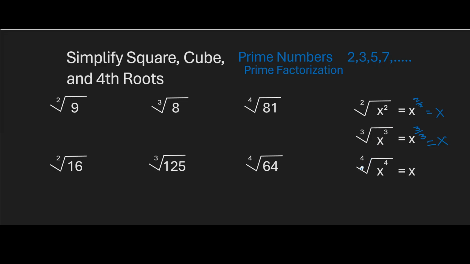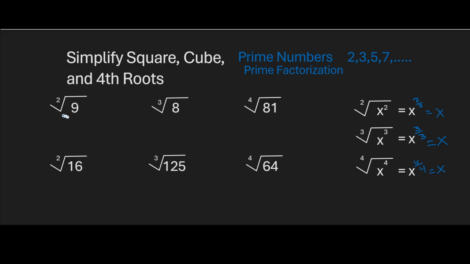Now, moving on to the fourth root. If we are gonna cancel the fourth root with this exponent, it is by dividing. And this number 4 is gonna be dividing the exponent. 4 divided by 4, the answer is 1. So that's how we're gonna cancel this. In general, that's how it works.